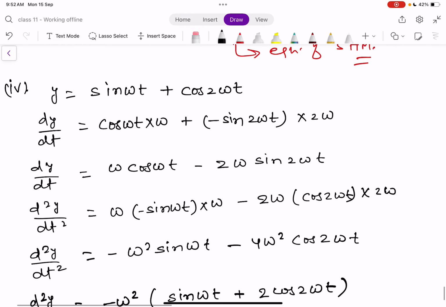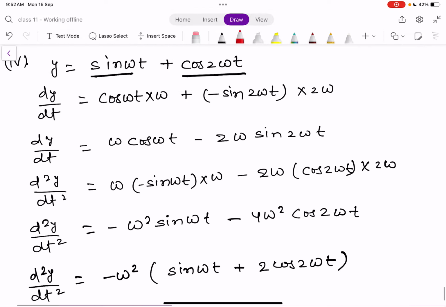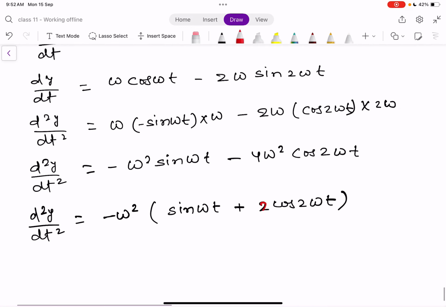Students, the value of y is sin omega t plus cos 2 omega t. Here d2y/dt2 is sin omega t plus 2 cos 2 omega t, or sorry, not 2 cos 2 omega t, it is 4 cos 2 omega t.